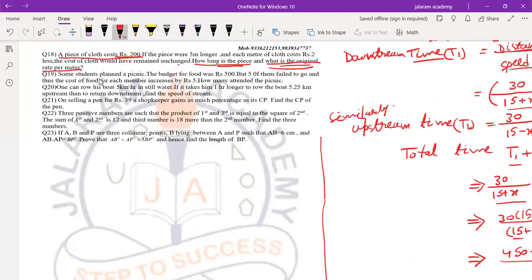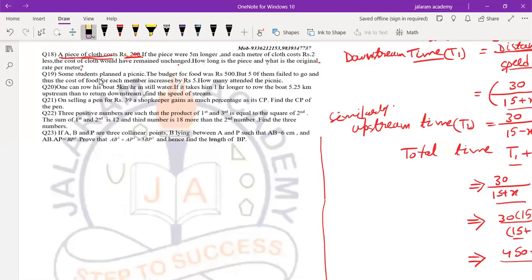According to the first condition, a piece of cloth costs rupees 200. And then we have used the last line: how long is the piece and what is the original rate per meter. So let the original rate per meter be rupees X. If we assume the original rate of the cloth is rupees X, what will be the length of cloth?